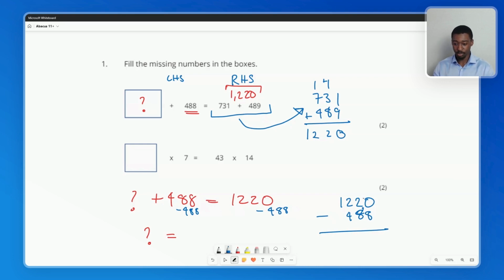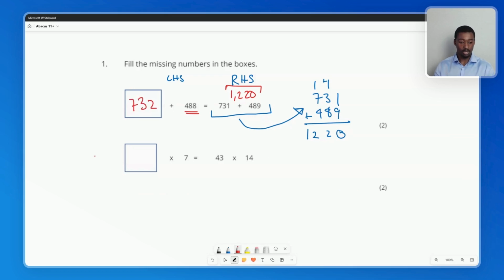0 minus 8 we can't do, so we take a 10 from the 2. 10 minus 8, we have 2. Then 1 minus 8, again, we can't do. Take a 10 from the 2. 11 minus 8, we have 3. 1 minus 4, we can't do. Take a 10 from the 1. 11 minus 4 gives us 7. So 732. That is our missing value, 732. Let's put it in the box over there.